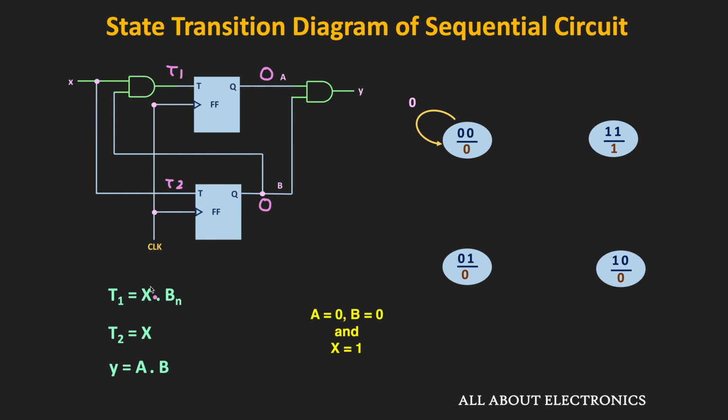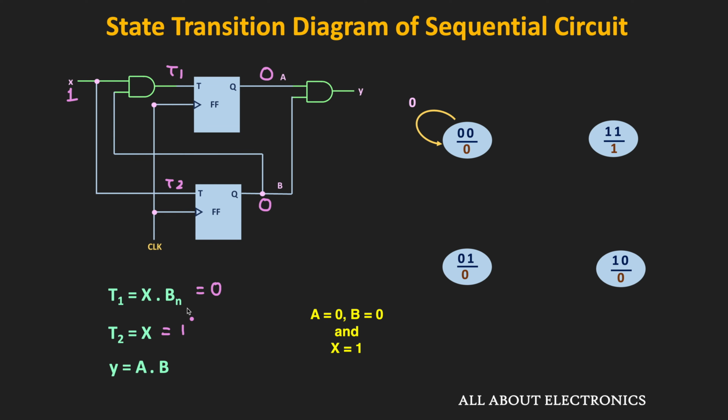Similarly, in the same state, let us see what happens when the input X is equal to 1. So as per these two equations, this T1 will remain 0, because as you can see, currently this B output is equal to 0. Therefore, this T1 will remain 0. On the other hand, since the input X is equal to 1, this T2 will become 1.